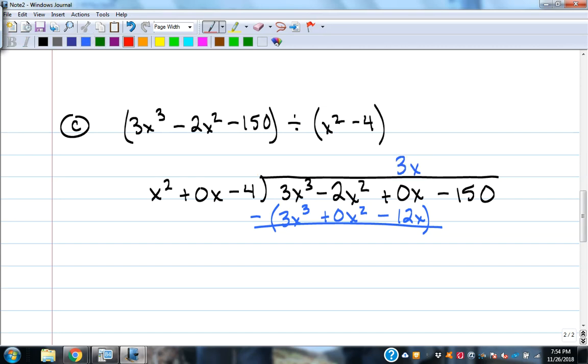What happens to the x cubes? They cancel out just like we want them to. Negative 2x squared minus 0x squared. Yes, stays a negative 2x squared. 0x squared minus negative 12x. Try again. Positive. Double negative turns it to plus 12x. And then I've got, how many terms do I have that I'm dividing by? 3. So I need to bring down the 150 so that I've got 3 things to work with next. So I'm going to bring down my minus 150.